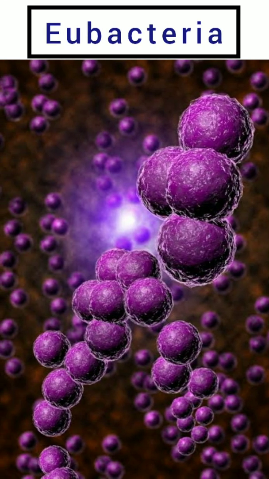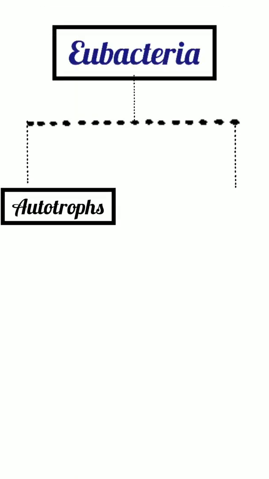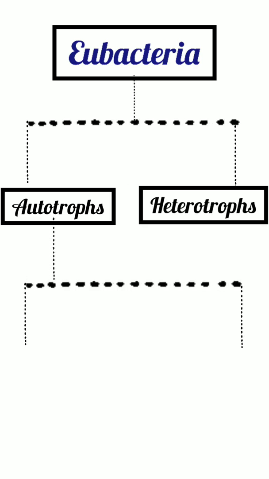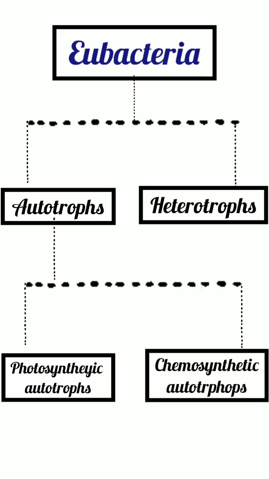Eubacteria. They are also known as true bacteria. They have a rigid cell wall, and if motile, flagella are seen. Eubacteria are classified into autotrophs and heterotrophs. Autotrophs are further classified into photosynthetic autotrophs, which contain chlorophyll a pigment, and chemosynthetic autotrophs, which oxidize various inorganic substances.